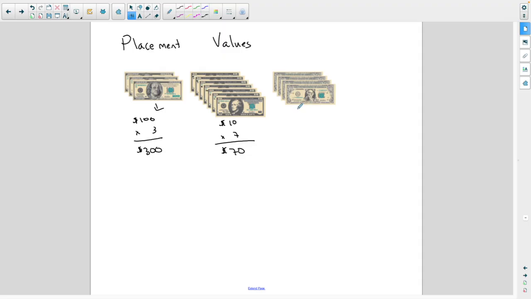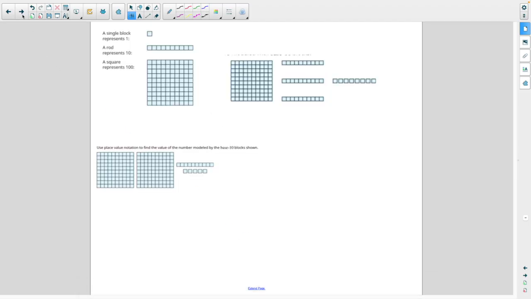And then here's $1 bills. And I got 1, 2, 3, 4. And so now, how do we get these together? We combine them. We say, what is 300 plus 70 plus 4, which gives us $374. What is this supposed to help us represent? This is our hundreds place, these are tens, and this is our ones.